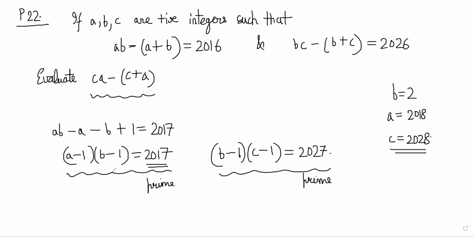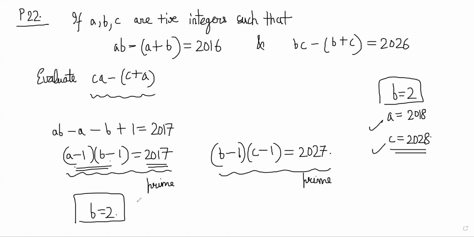Okay. Finally, from there, we can say that if it's a prime number, the product of them must be one and itself, right? Yes sir. So from that you will get B is equal to 2. After you get B is equal to 2, it is easy to find A and C. And after that, you have to just calculate this, right?